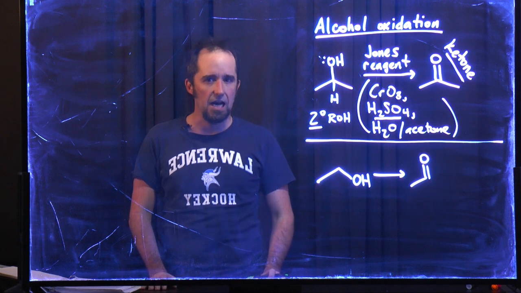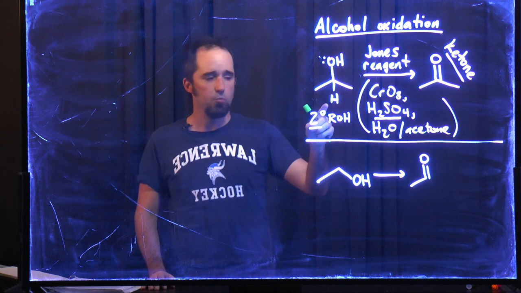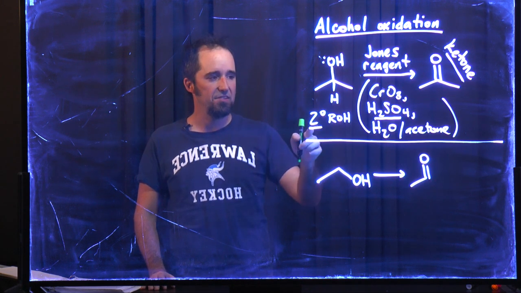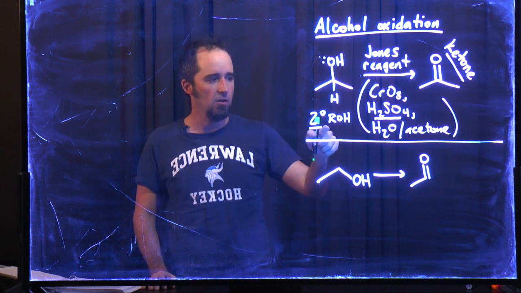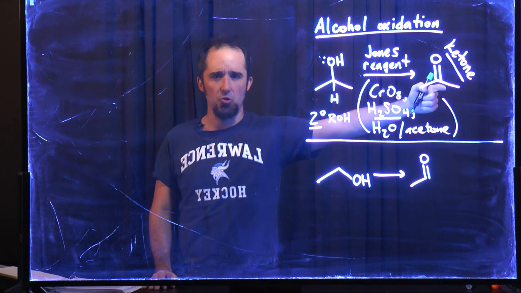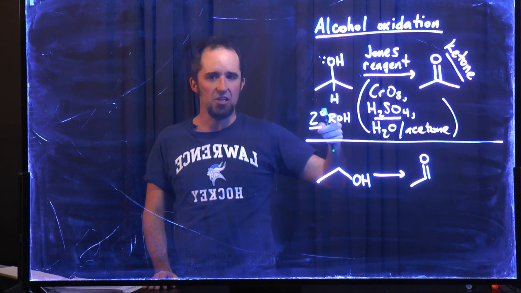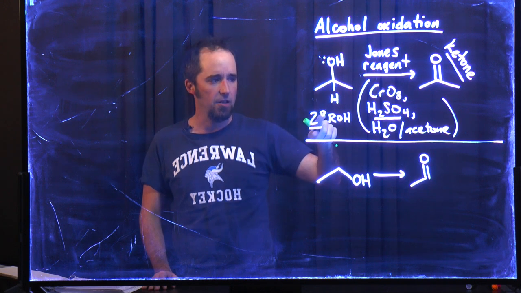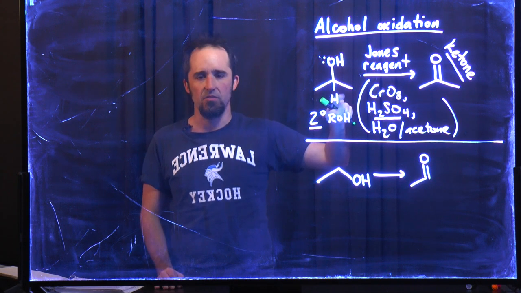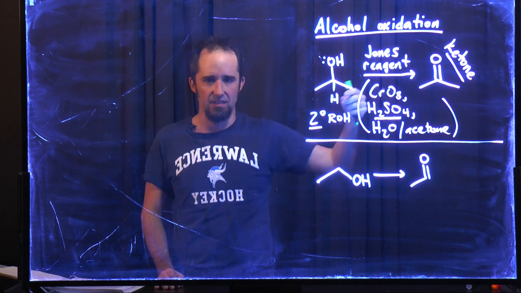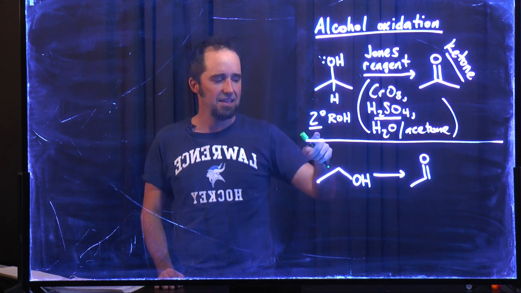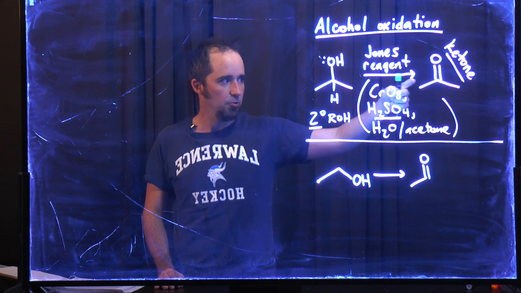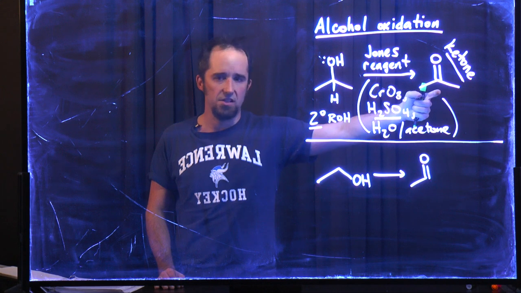Here's another con. So I drew this particular one for a reason. So this is a secondary alcohol that is oxidized to a ketone. We obviously couldn't oxidize a tertiary because I wouldn't have a hydrogen here if it was a tertiary, so there would be no way to oxidize a tertiary alcohol. The secondary alcohol is oxidized by Jones reagent in pretty good yield to a ketone.